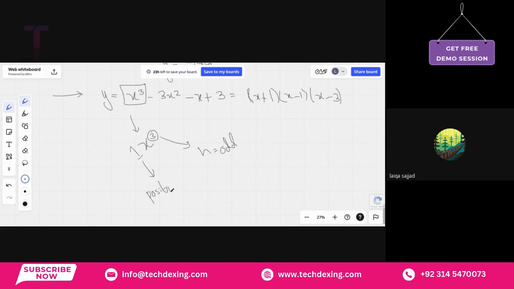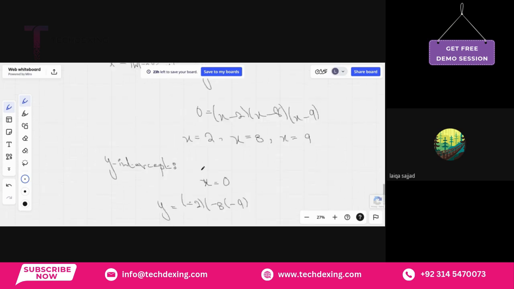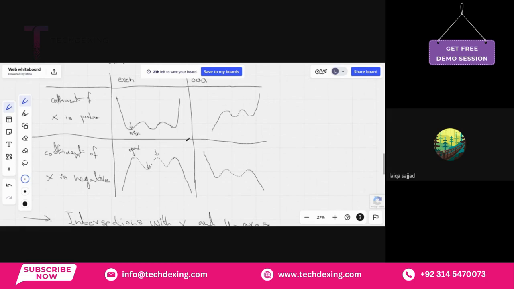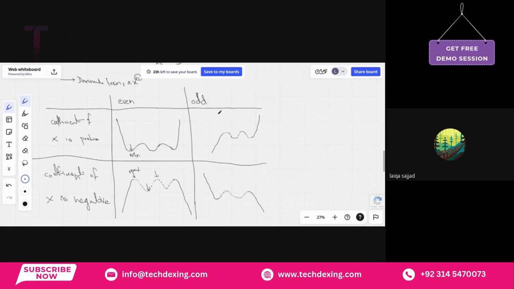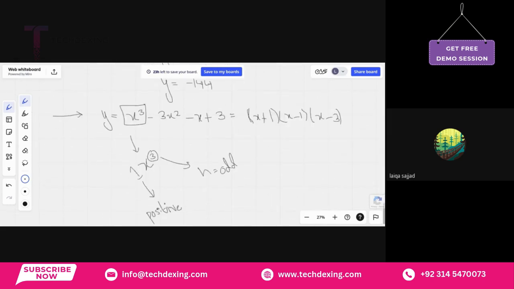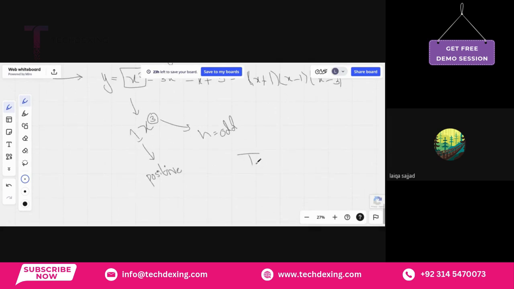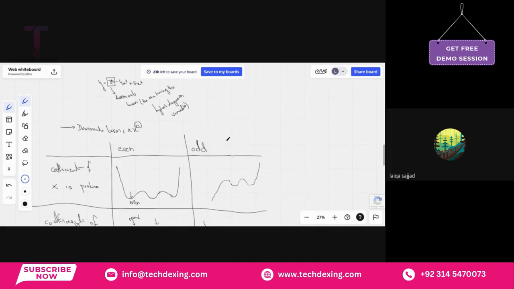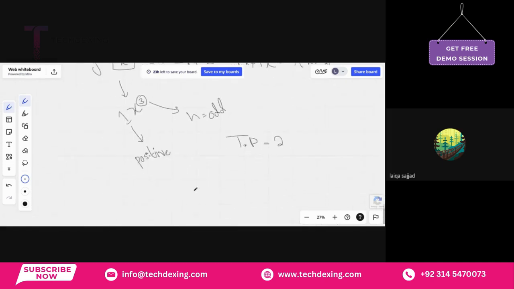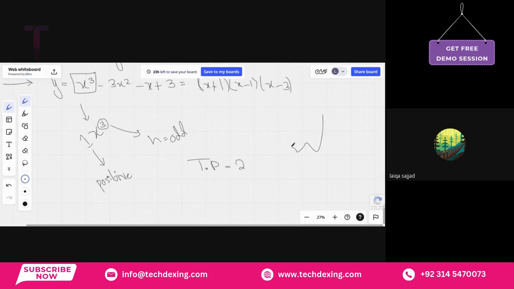So moving back to our grid to see which type of graph we would get, you can see that for a positive coefficient and when the power is odd, we would get a graph that would look like this. How many turning points will we have? The highest degree is 3, so the turning points would be only 2, and the graph would look something like this.